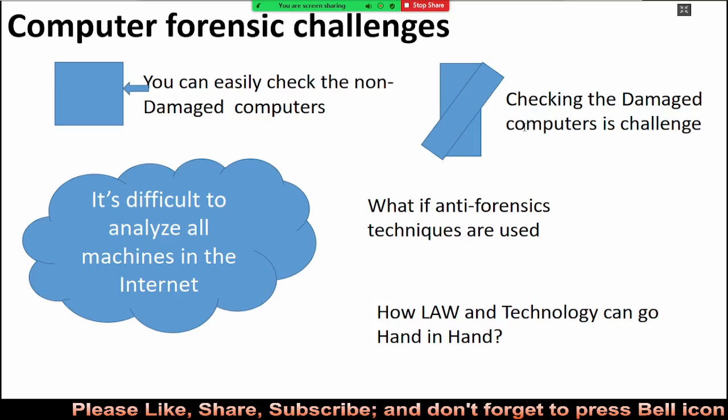For example, suppose someone throws his laptop in water. Water damages almost everything, and in that case it is difficult to collect or acquire any data from it. Sometimes it's just impossible. Now, there are some anti-forensics techniques that are used by hackers, crackers, or cyber criminals. The anti-forensic technique is that they won't stick to one pattern first.